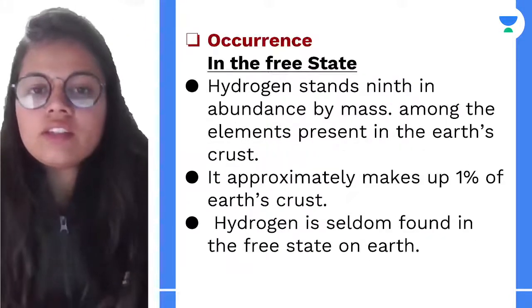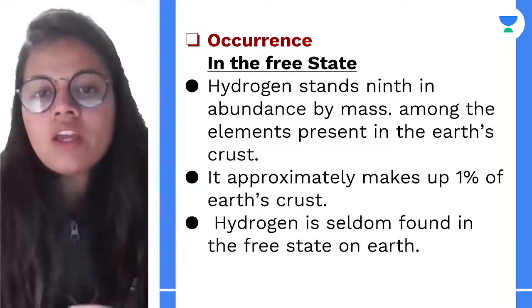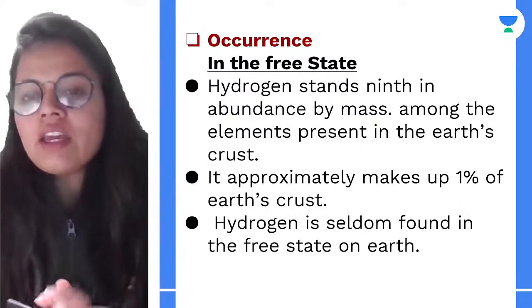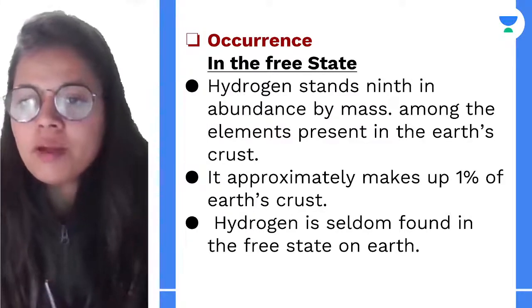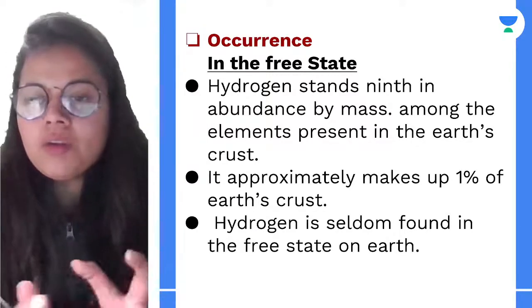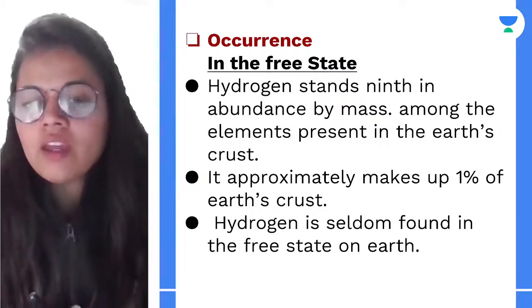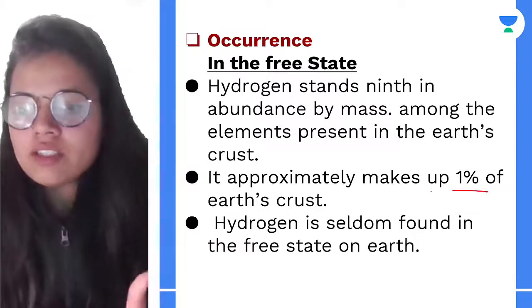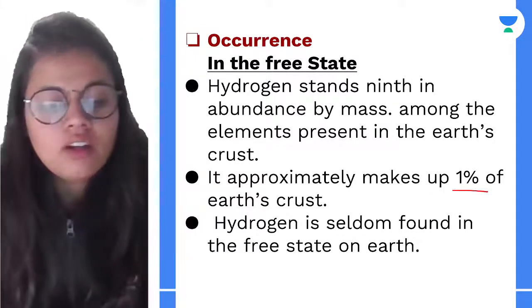Now next is the occurrence of hydrogen. First of all, hydrogen is kept at the 9th position in abundance by mass among all the elements present in the Earth's crust. It basically makes up about 1% of Earth's crust, and it is seldom found in the free state.